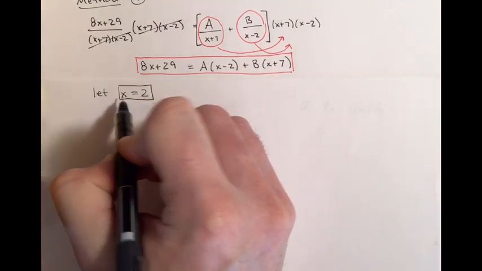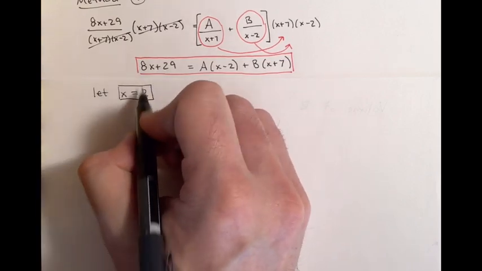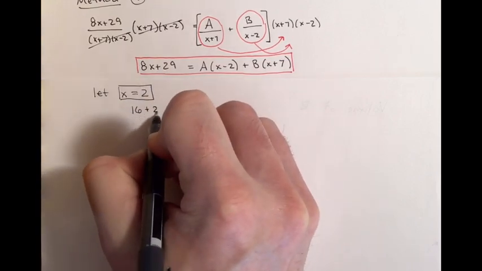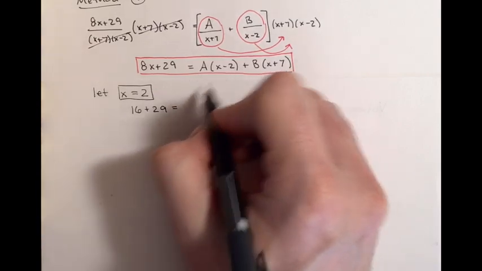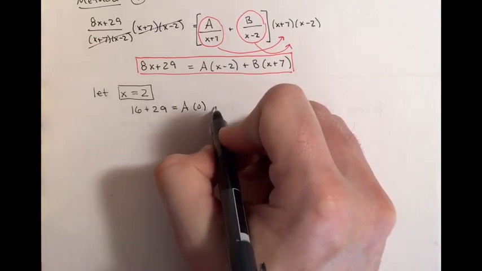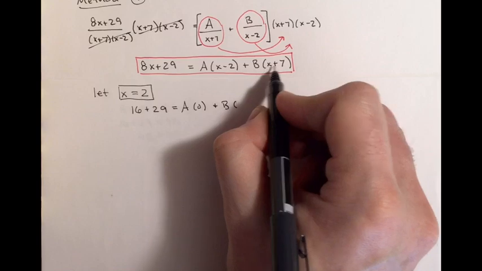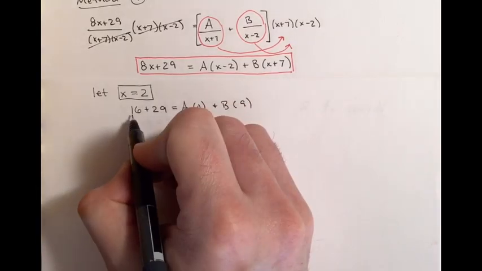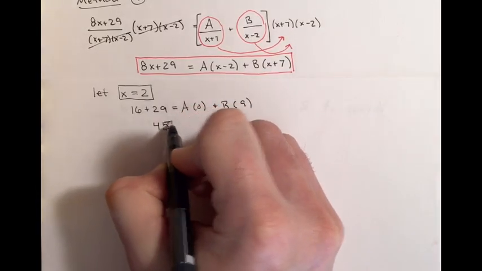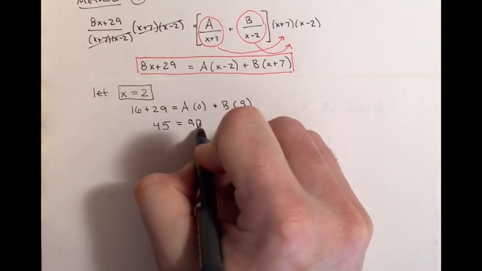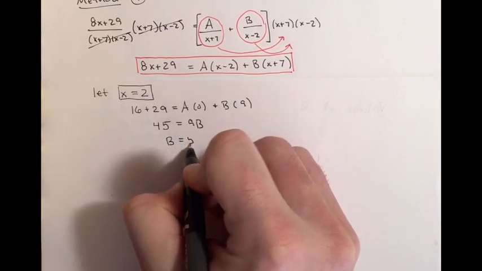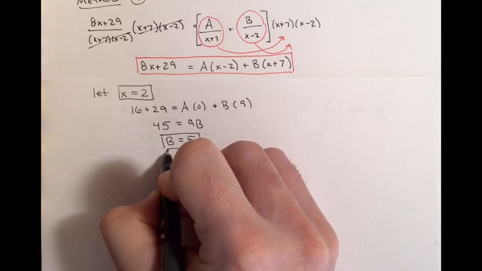So if x is equal to 2, on the left-hand side of this equation, we have 8 times 2 is 16, plus 29, is equal to a times 0, plus b times 2 plus 7, which is 9. So on the left we have 45 is equal to 9b, which means that b is going to be equal to 5. Perfect. Now we have b.